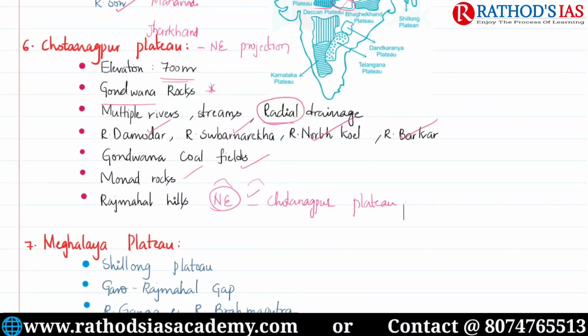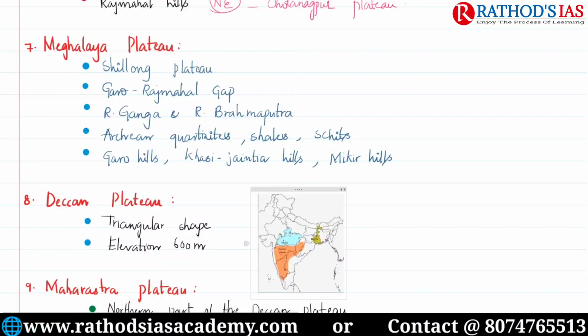And next one is Meghalaya Plateau. If you see this Meghalaya Plateau, the Peninsular Plateau mainly extends further east, beyond the Rajmahal hills. Because of this it is also called the Shillong Plateau or Meghalaya Plateau.